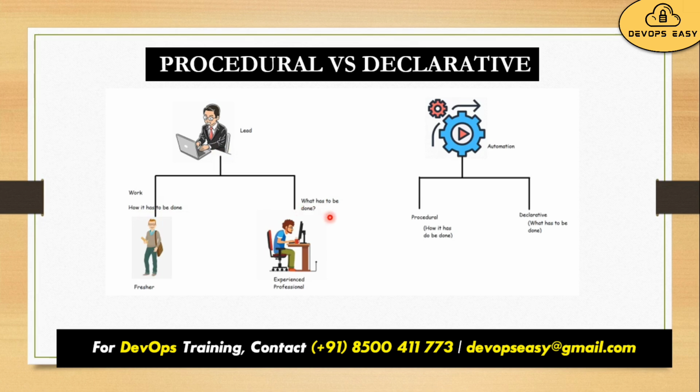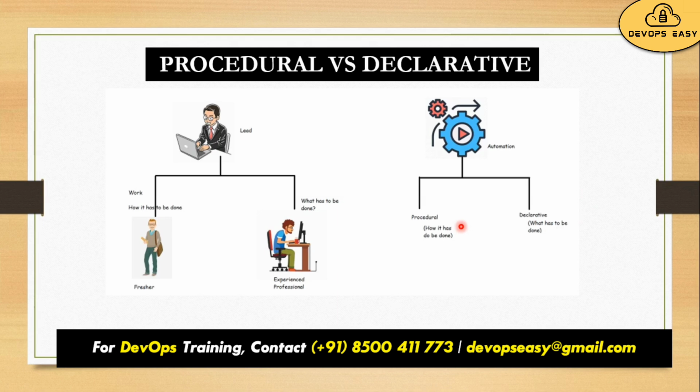For an experienced person, you just tell what has to be done. He just tell, hey, this is the work. Then the experienced person easily does it. He will not ask any questions. He will complete the task and come back. But a fresher will ask every doubt. In the same way, in automation also, whenever you're doing any automation, there are two types: one is procedural, another is declarative.